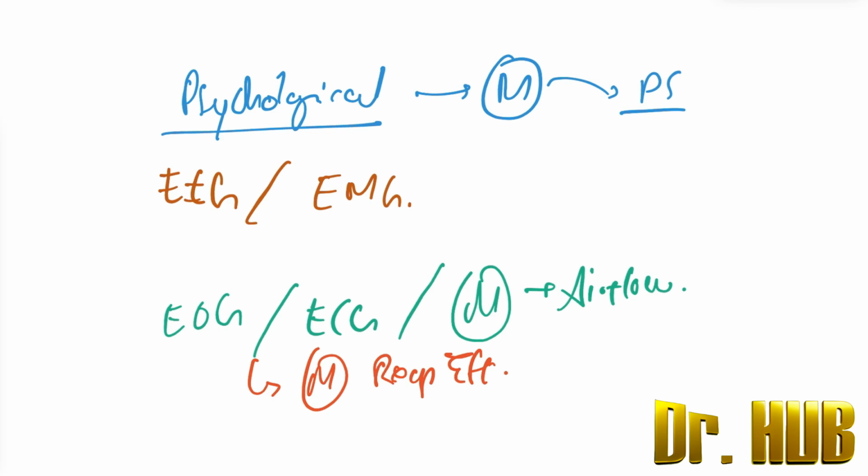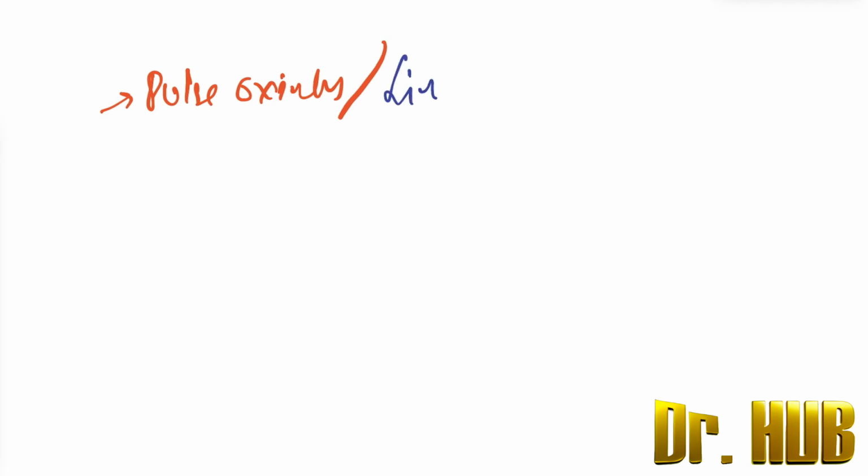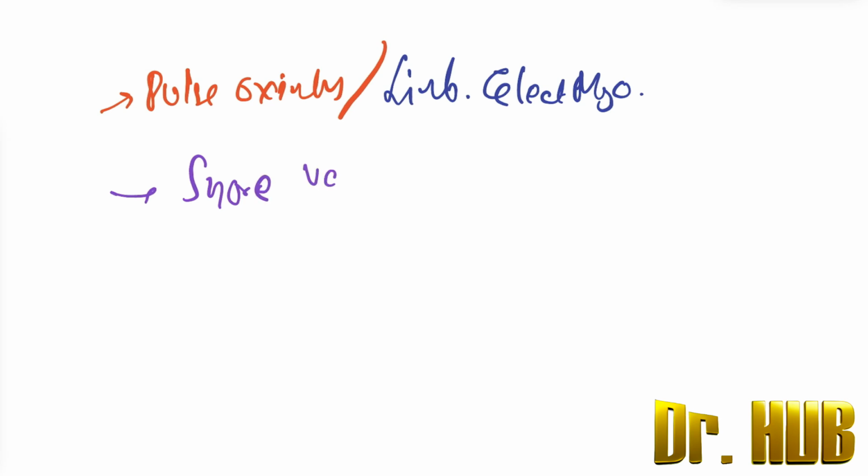Then comes, we look at the pulse. Next is the pulse oximetry. And there is also the limb electromyography. Then comes the snore volume, as well as the body position monitor.